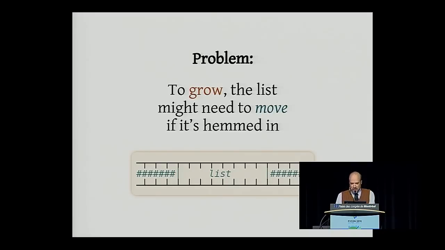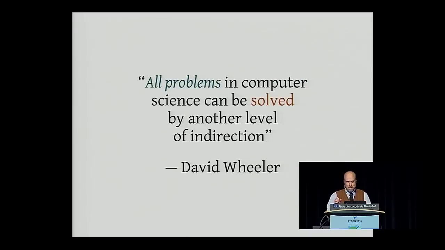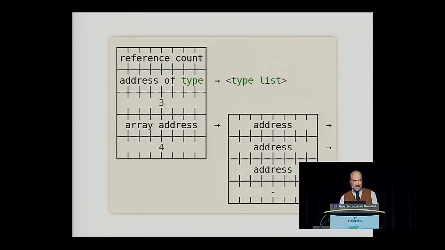Well, you know, there is this guy. Because, by the way, the reason you can't easily move the list is all of the other data structures and names that reference it just hold its address. So if you move it, they won't be able to find it anymore. There's this guy named David Wheeler, and he once said that all problems in computer science can be solved by another level of indirection. So that's what the list does.